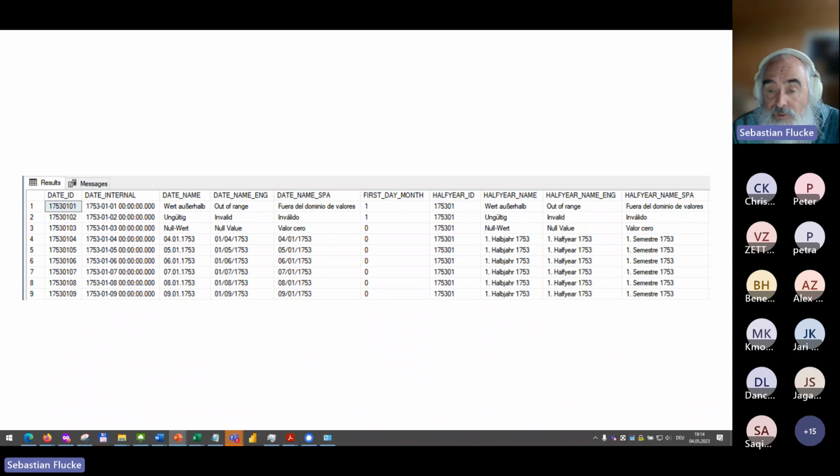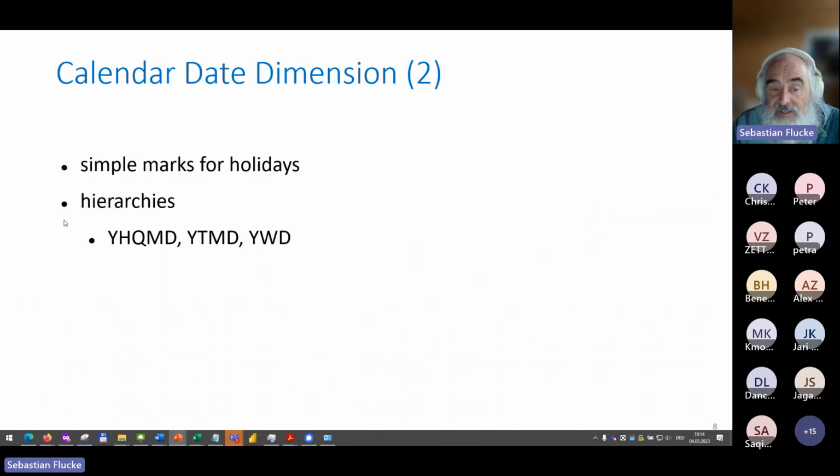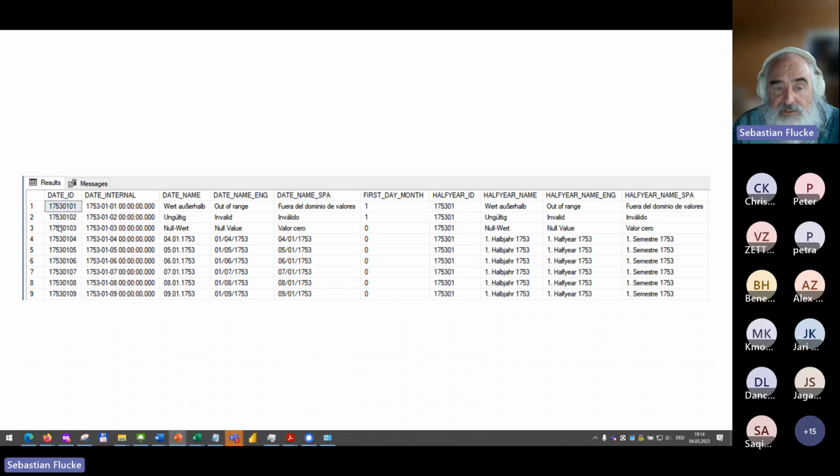So one of the ideas to deal with this is, as you can see here, that you pick special dates. Sorry for that. Special dates, like the very first date which is available in the date range of SQL Server.